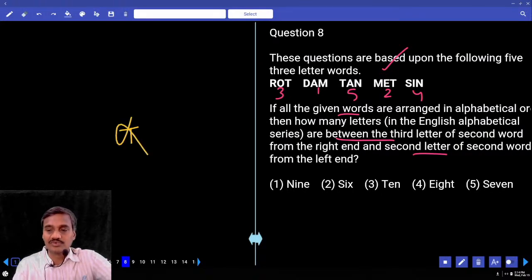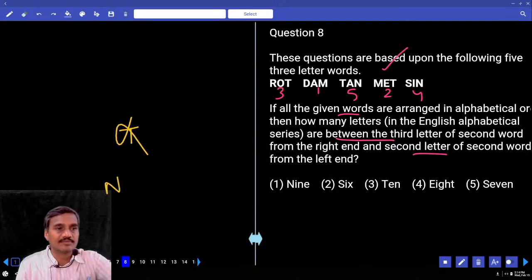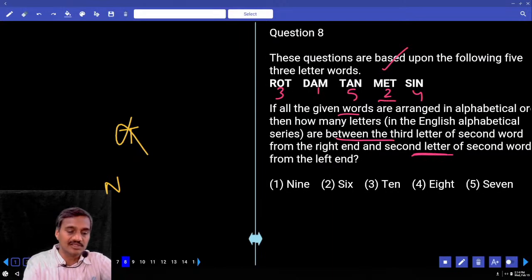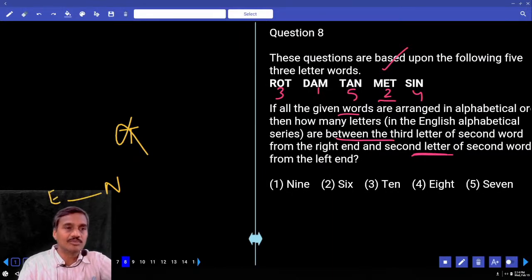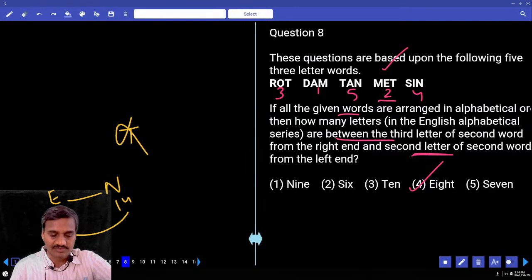And what is the fourth word? We have sin. Now in this sin, which letter do I need to take? Third letter. What is the third letter? N. And the second letter of the second word from the left. Second word from the left, met. And what is the second letter? E. Now between E and N, how many letters are there? The value of E is 5, N is 14. 14 minus 5, 9 minus 1, 8. 8, that is the choice for question number 8.